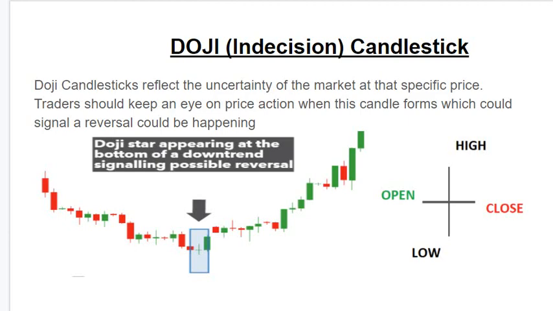I hope you found this video helpful. I hope it kind of got you an idea of how candlesticks work and we're laying the foundation.